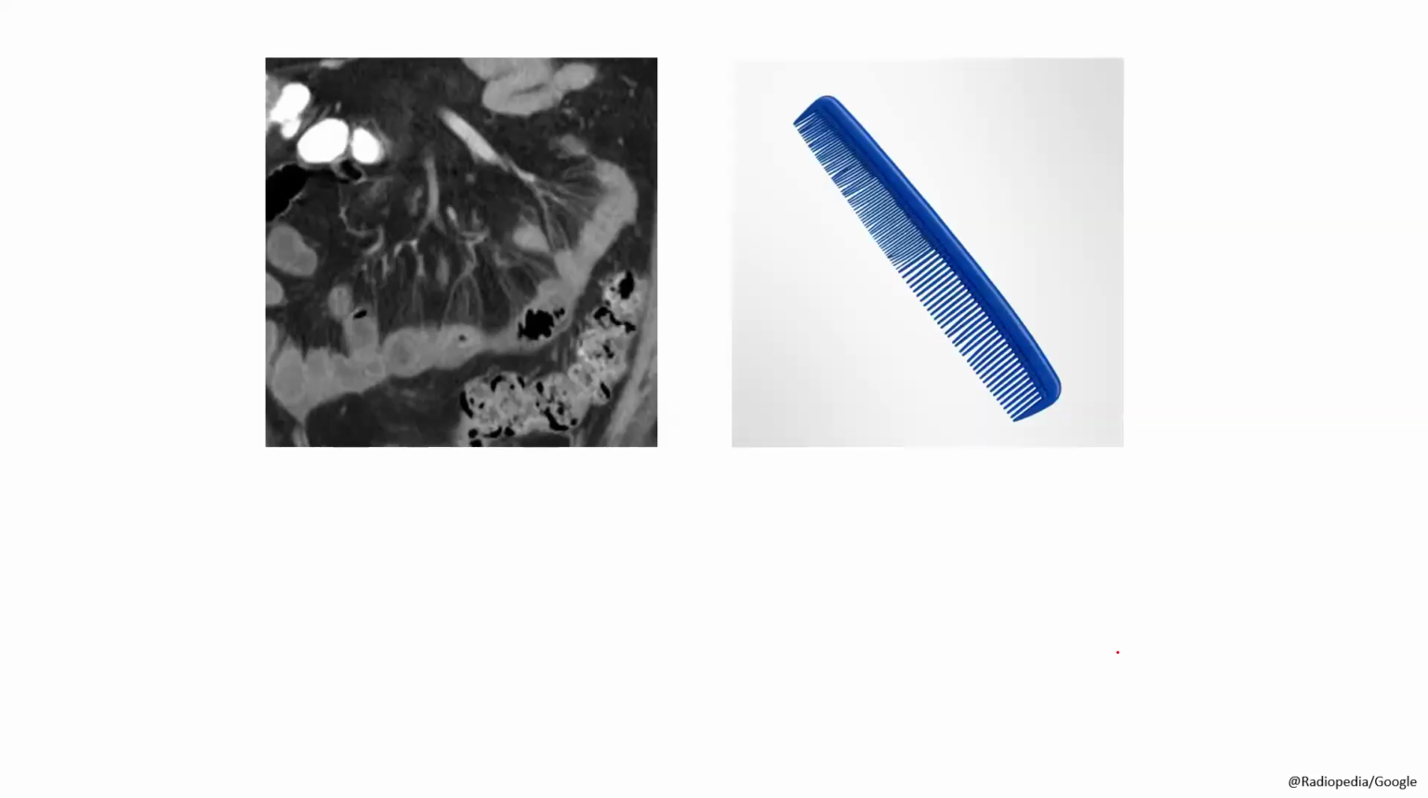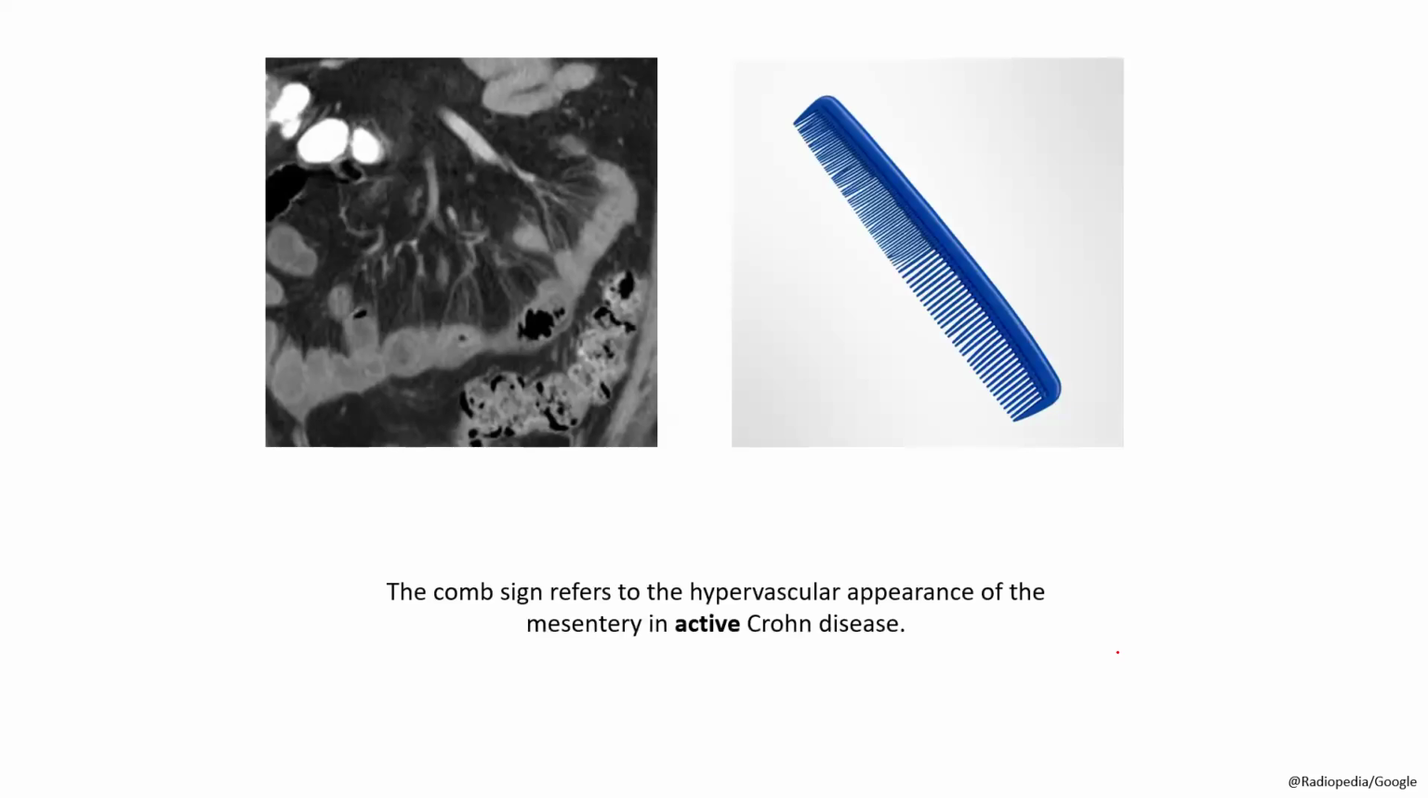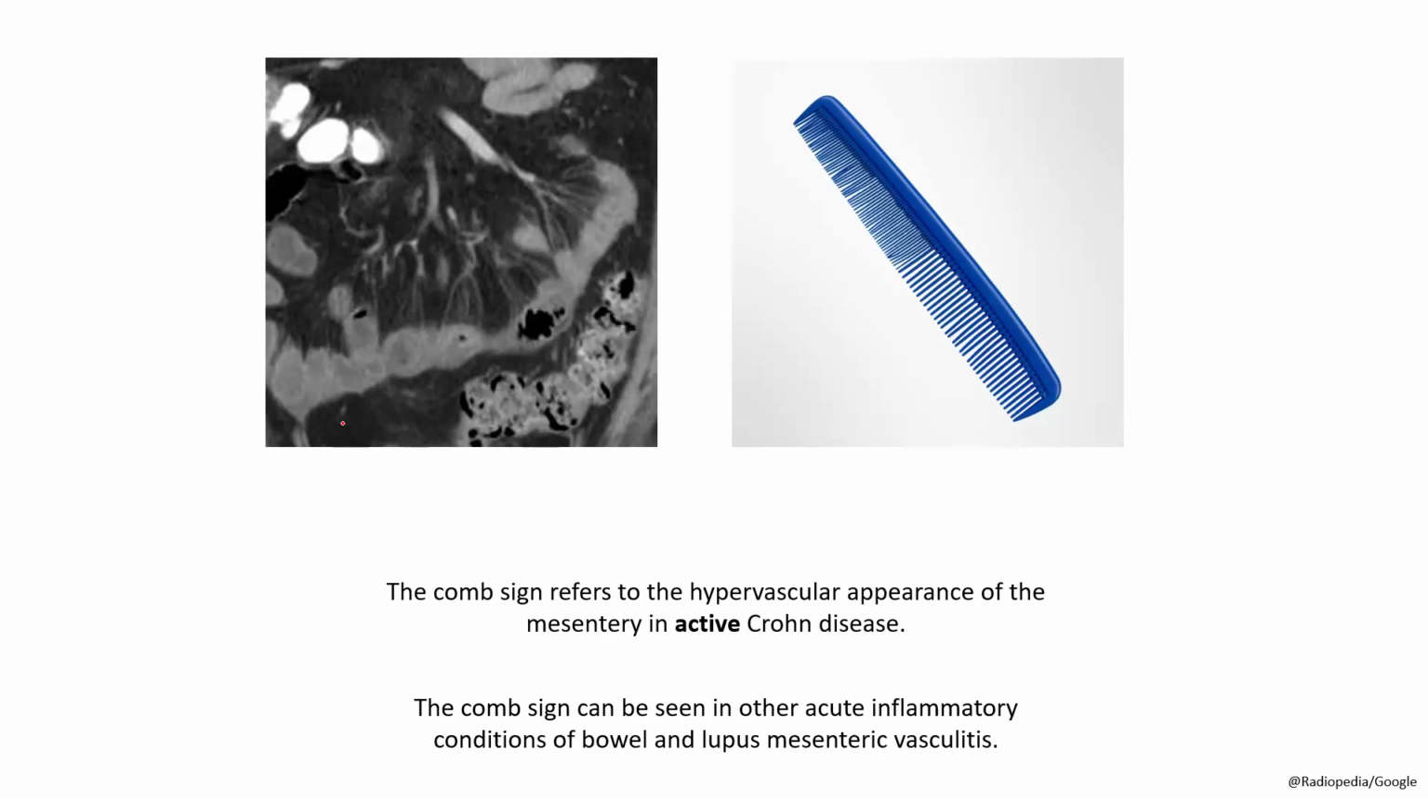What is happening in this CT image? We are seeing a comb sign, which indicates active Crohn's disease. It is because of hypervascular appearance in the mesentery, and it indicates active Crohn's disease, or it can also be seen in other acute inflammatory conditions of bowel and lupus mesenteric vasculitis.